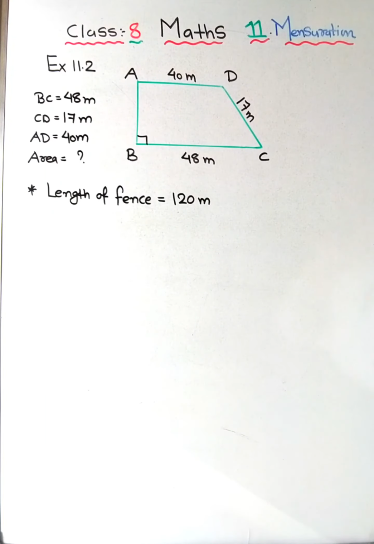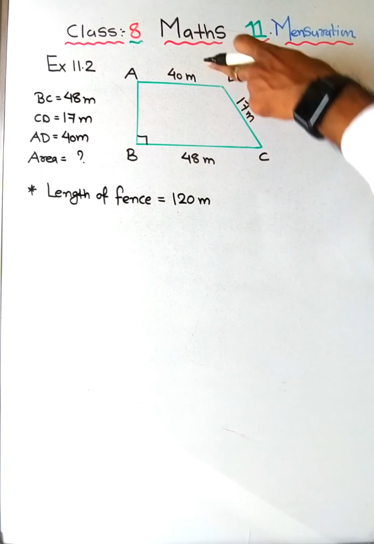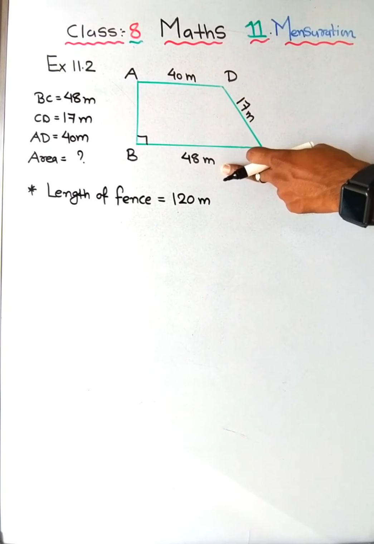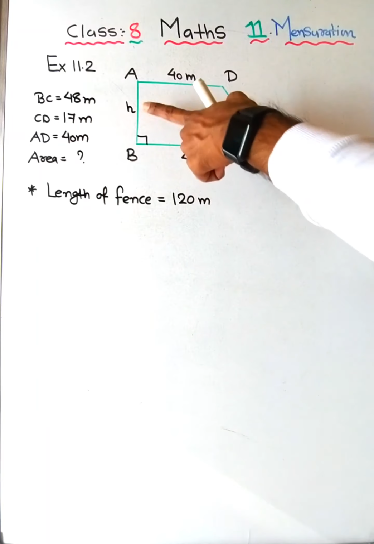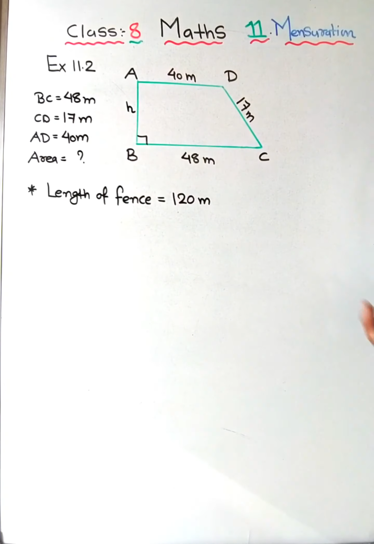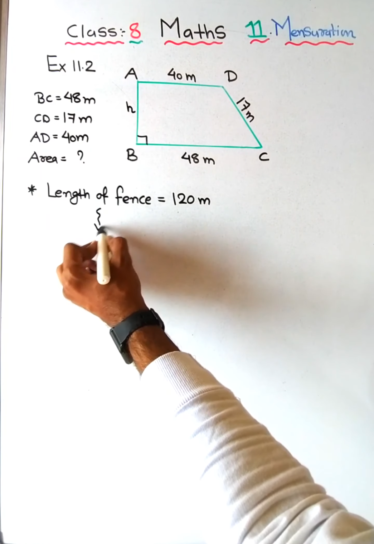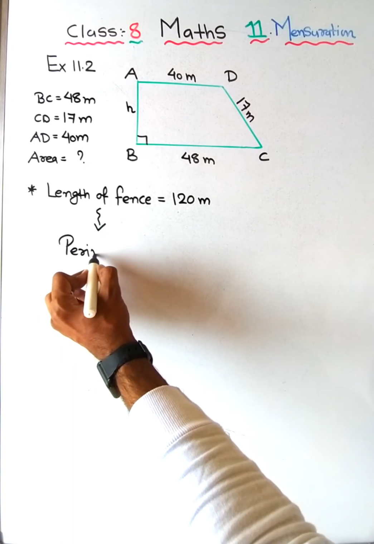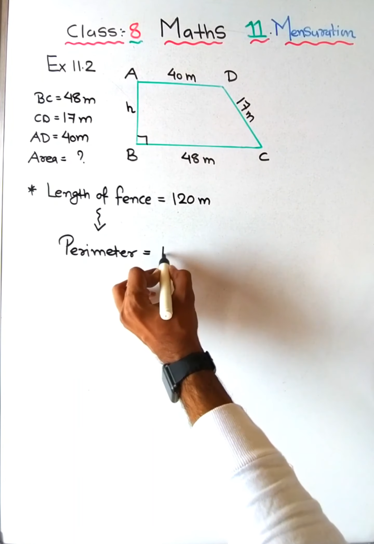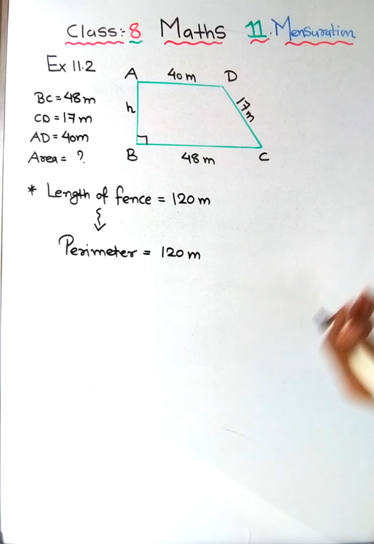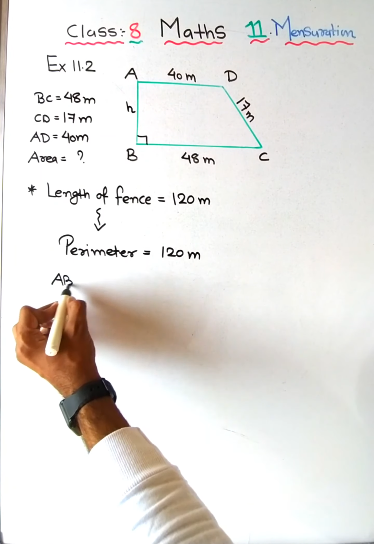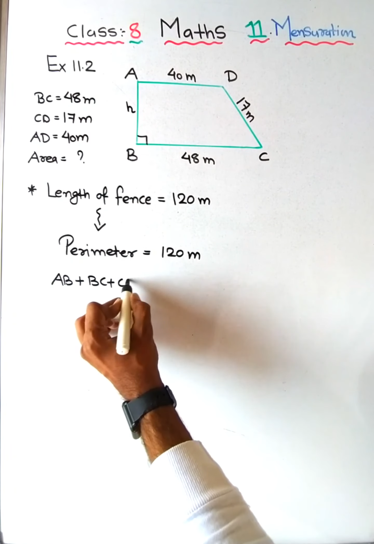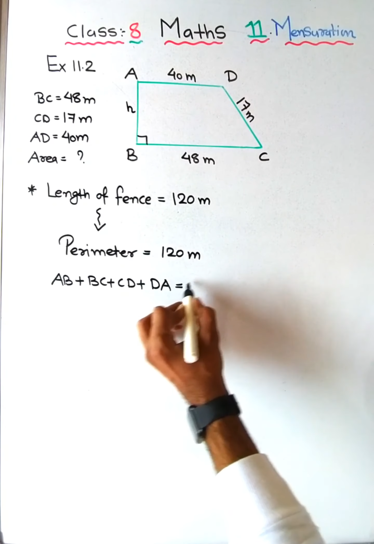Now we are finding the area. Area of a trapezium is 1/2 into sum of parallel sides into height. This height, which is AB, is not given. So once we get AB, which is h, then we can calculate the area. Now the length of the fence is nothing but the perimeter, right? Perimeter is given as 120 meter. Now what is the perimeter of a trapezium? This is the sum of all the sides. So AB plus BC plus CD plus DA is 120.